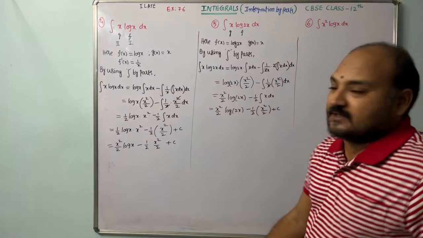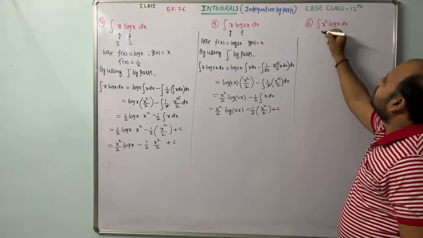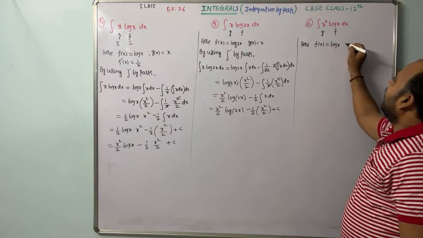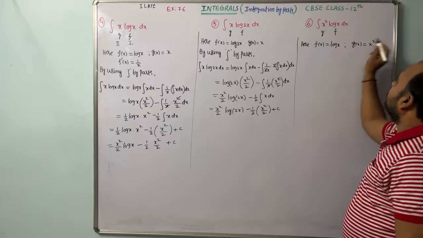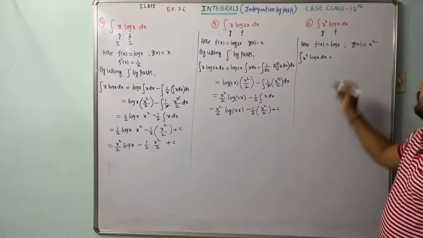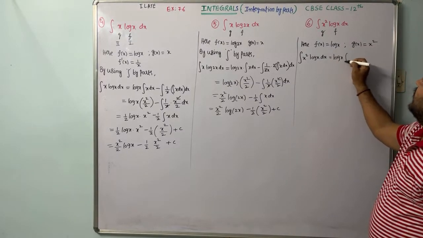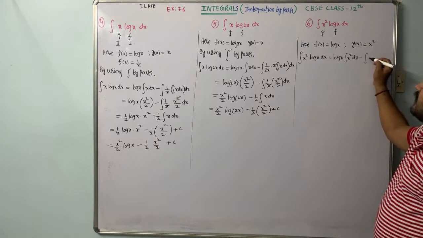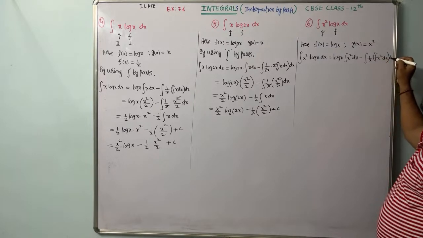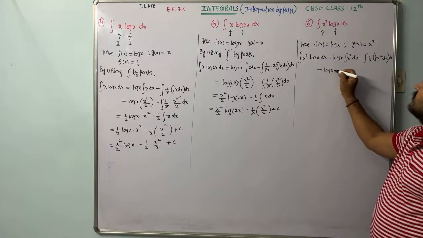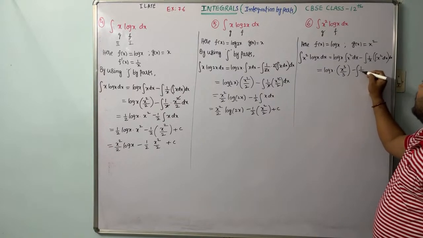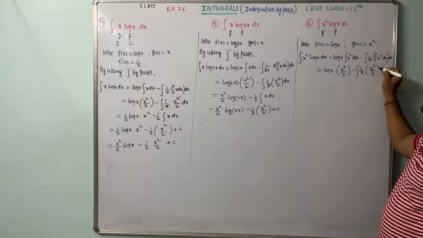Integral x square log x: logarithm is there, it is the first function, x square is the second function. Here f of x is equal to log x and g of x is equal to x square. So integral x square into log x dx is equal to log x into integral x square dx, minus integral f dash of x, log x derivative is 1 by x, into integral x square dx, whole dx, which is equal to log x into integral x square, which is x power 3 by 3, minus integral 1 by x into x power 3 by 3 into dx.